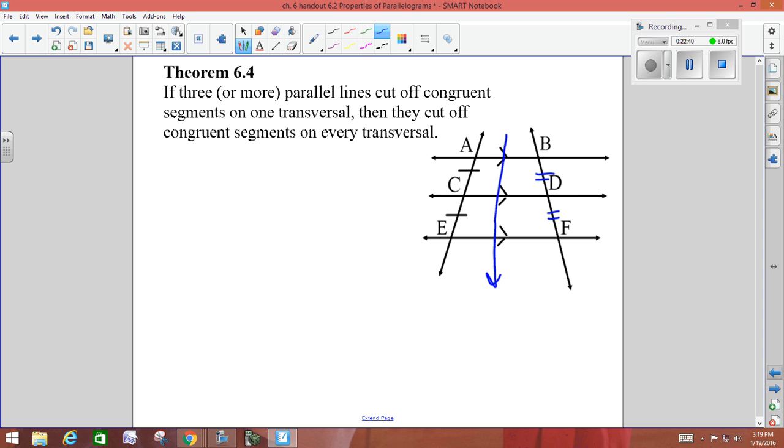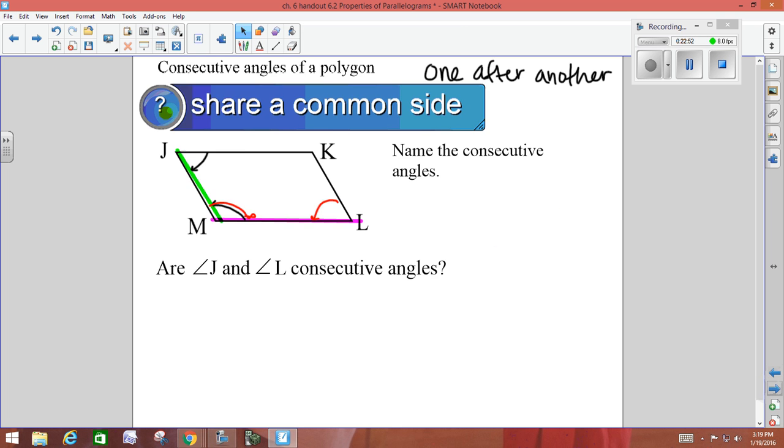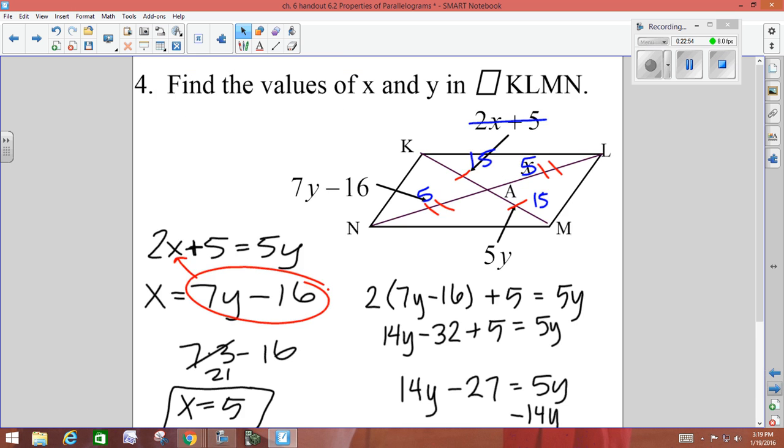I could throw another transversal through here, and the 2 spaces on that blue line are going to be congruent to each other. They don't go across, they have to stay along the same transversal. So knowing that, you should be able to answer the 5th question, or 6th, whatever number it is.